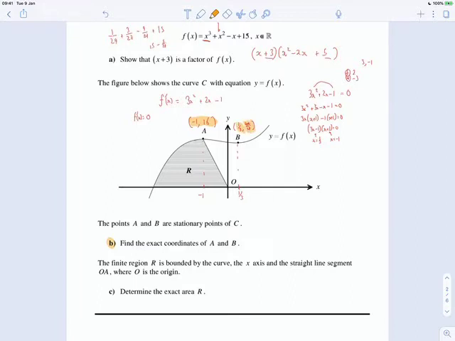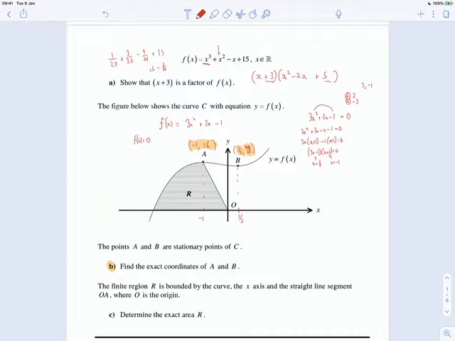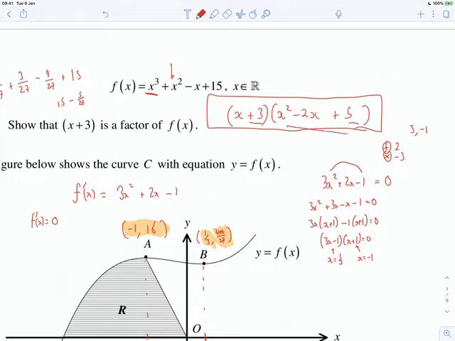Okay, the finite region R is bounded by the curve, the x-axis, and the straight line segment OA, where O is the origin. Okay. Determine the value of R. Okay. So, well, I've already shown that f of x factorizes to this. This right-hand side doesn't factorize any further.